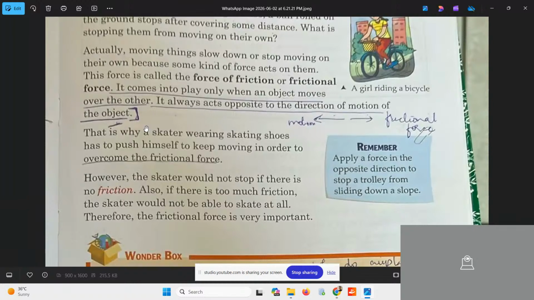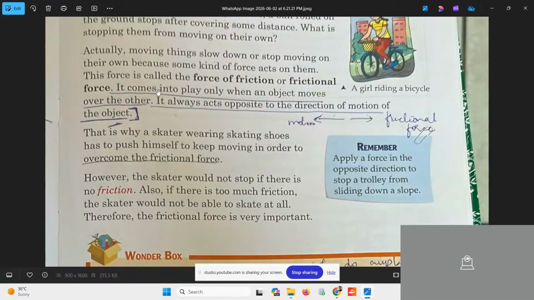I will tell you what kind of questions she will ask you. She will ask: write a short note on frictional force. It's a 2 marks question, which means we have to write a minimum of 5 or 6 points. The first point is the definition: the force which comes into effect when an object moves on another is called frictional force.